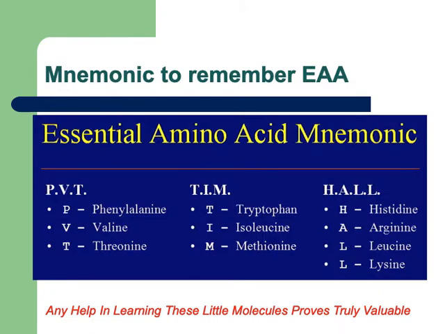As stated on the previous slide, here's a simple mnemonic to help you remember the essential amino acids. I like to use PVT, Tim, Hall. PVT standing for phenylalanine, valine, and threonine. Tim, and then Hall to represent the other amino acids. You will need to know these, so I suggest that you use PVT, Tim, Hall, or use the mnemonic. Any help in learning these little molecules proves truly valuable.